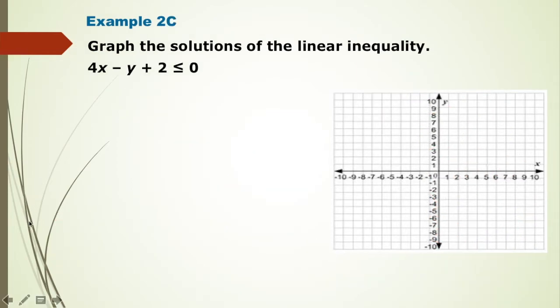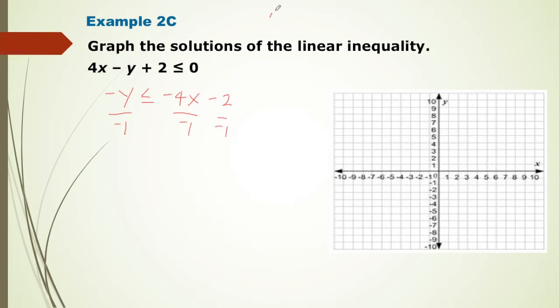And lastly, graph the solutions of the linear inequality 4x minus y plus 2 less than or equal to 0. First step is to write this equation in slope-intercept form. Minus 4x on both sides, minus 2 on both sides, plus 0, so we will not write that down because that is 0. Now, to find y, we will divide both sides by negative 1.